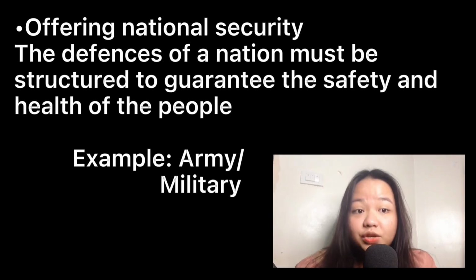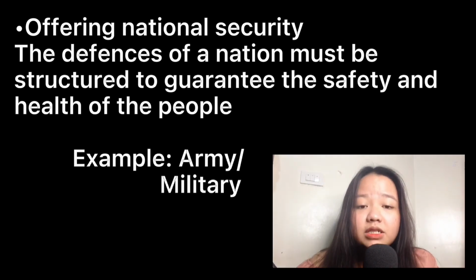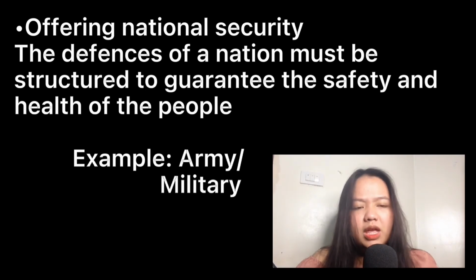So next is offering national security. The defenses of the nation must be structured to guarantee the safety and the health of the people. So such as the army, the military, they are the ones who protect the rights of the country, which is also very important. It is a very good function of the government because in that way, war will be controlled and every person, as an individual or collectively, will be disciplined.